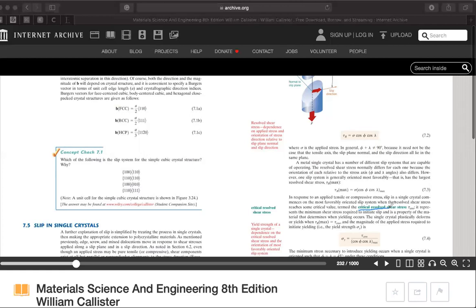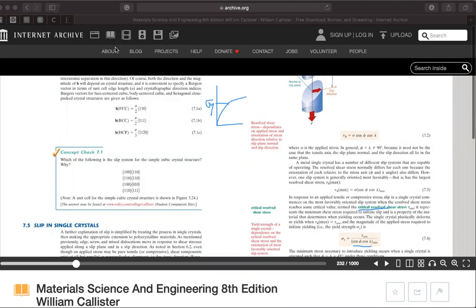But also, how can I see this from outside if I look at the stress strain curve? Well, if I know the critical resolved shear stress, then I can predict the yield strength of the material. And the yield strength will equal the critical resolved shear stress over cosine phi cosine lambda. And this will happen if this is at maximum. Great.